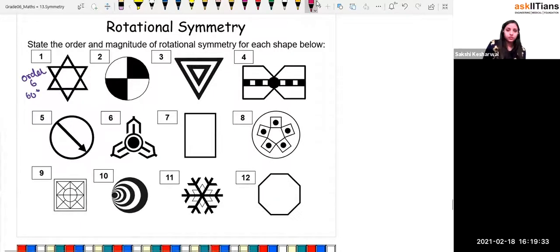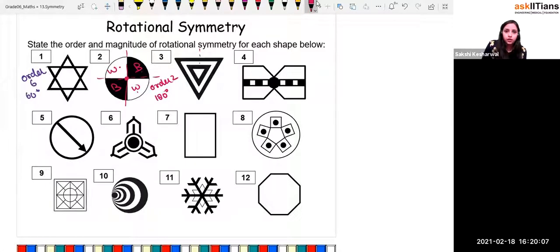Now this one, you see this one is line 1 and this one is 2, right? This is black and this is white, this is black and this is white. If you rotate this by 90 degrees, white will come over here, black will come over here, so it's not the same. If you rotate it by 180 degrees, the figure will look the same. So the order will be 2, right? And the magnitude will be 180 degrees, right?